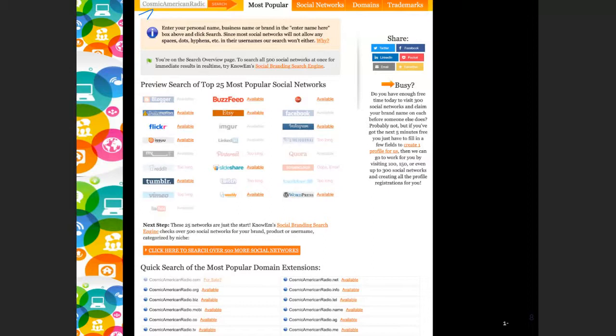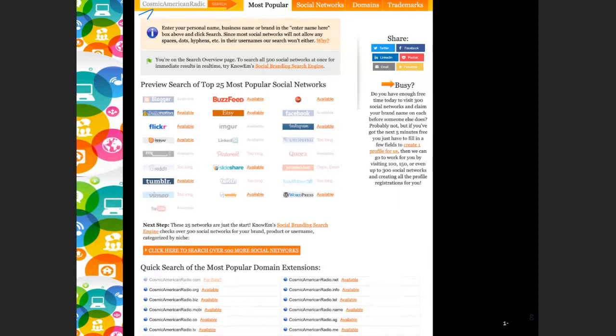an online radio station. It's called Cosmic American Radio. I mean, it's been up for several years. So did I do this when I did it? No. I've been pretty lucky that I've been able to keep the handles across platforms pretty close, but they're not exactly the same. I wish they were all the same.